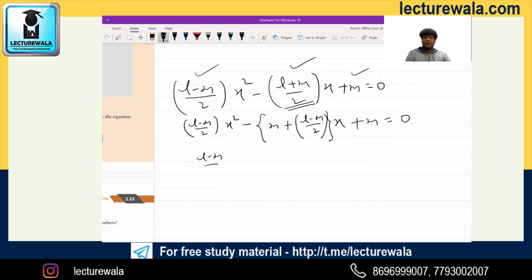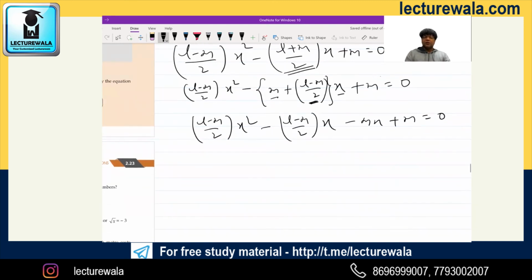L minus M by 2 into x square copied. Now I'm opening the bracket. Minus M into this, I will write first. So it will be minus L minus M by 2 into x. And this minus mx, now I am writing minus mx. And this plus M is equal to 0.